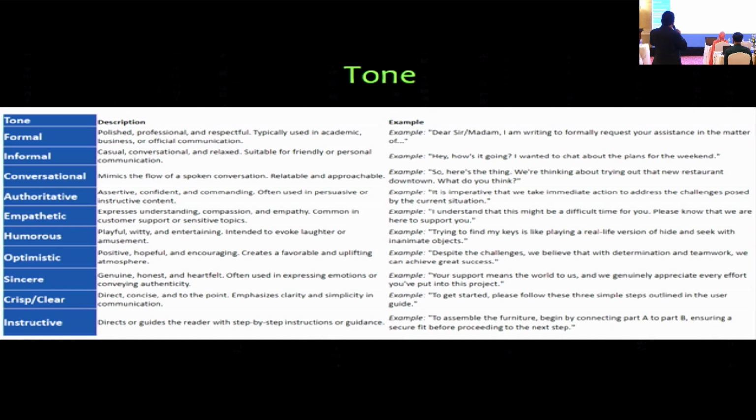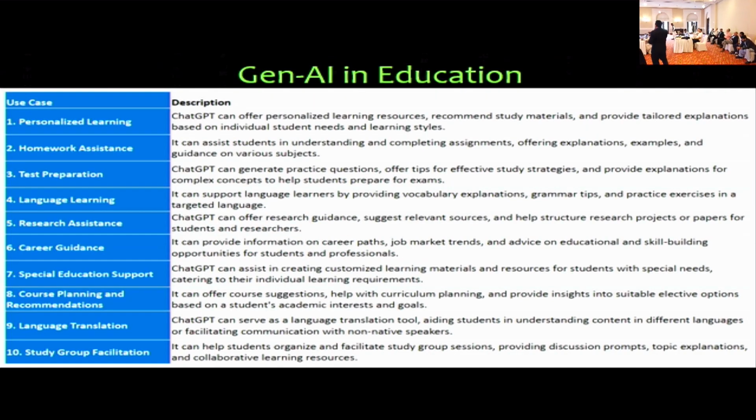Tone: formal, informal, conversational, authoritative, empathetic, humorous, optimistic, sincere, crisp, instructive. If you go to Grammarly, there are so many other tones in Grammarly, in how you can write. And then comes the specific purpose of this one. After learning all this, what do we want to do? We want to know how GenAI can be used in these different fields for different tasks.